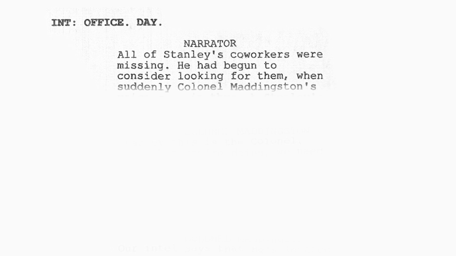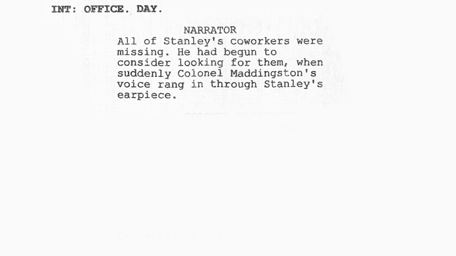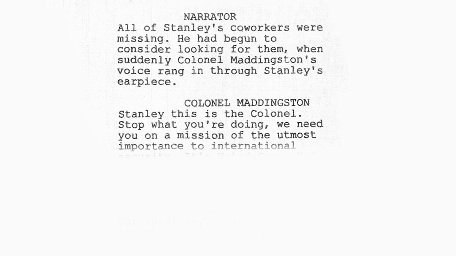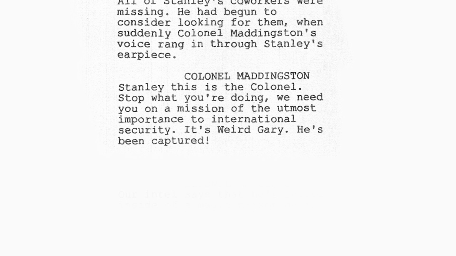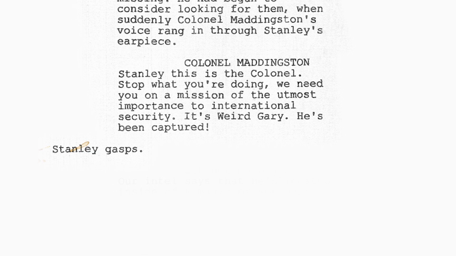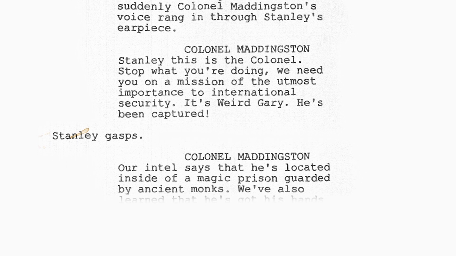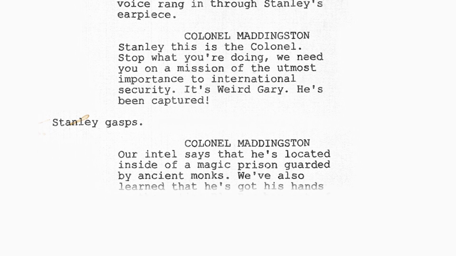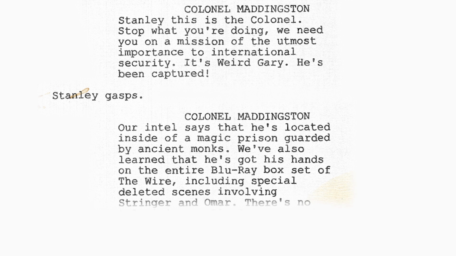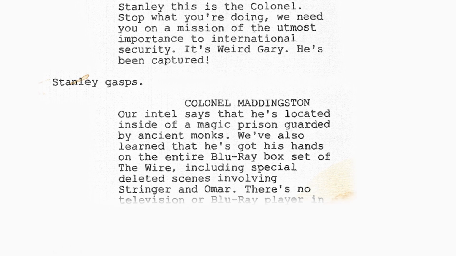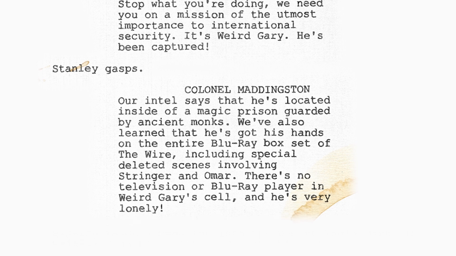Interior, office, day. All of Stanley's co-workers were missing. He had begun to consider looking for them, when suddenly, Colonel Maddington's voice rang through Stanley's earpiece. Stanley, this is the Colonel. Stop what you're doing. We need you on a mission of the utmost importance to international security. It's Weird Gary. He's been captured. Stanley gasps. Our intel says that he's located inside of a magic prison guarded by ancient monks. We've also learned that he's got his hands on the entire Blu-ray box set of The Wire, including special deleted scenes involving Stringer and Omar. There is no television or Blu-ray player in Weird Gary's cell, and he's very lonely.